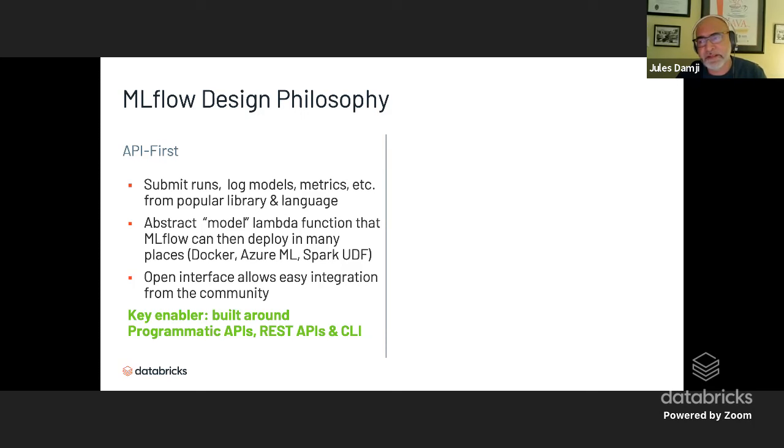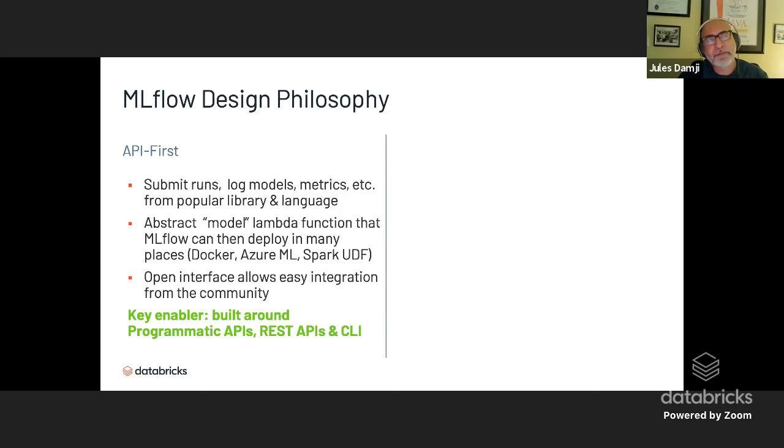The first is ground-up, API first, right? You first identify what are the things that you want to do in a platform, and give them as a set of APIs. So we asked, what are the things people want to do? They want to submit runs. So we're going to provide APIs to log runs and to log metrics. And those should be across all the popular libraries and languages.